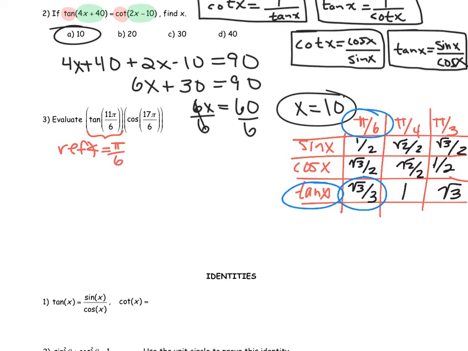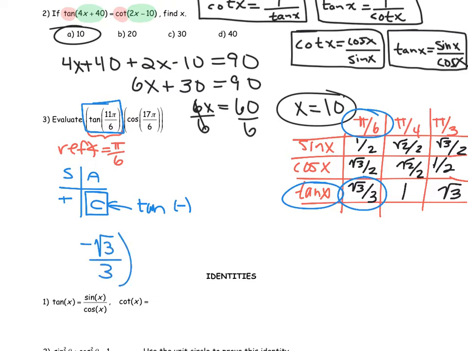So I know that tangent of pi over 6 is rad 3 over 2, but I need to evaluate which quadrant 11 pi over 6 is in. If I check my All Students Take Calculus, 11 pi over 6 is actually the fourth quadrant, where only cosine is positive, so that means tangent is going to be negative. So when I evaluate this, my tangent of 11 pi over 6 is really negative rad 3 over 3.